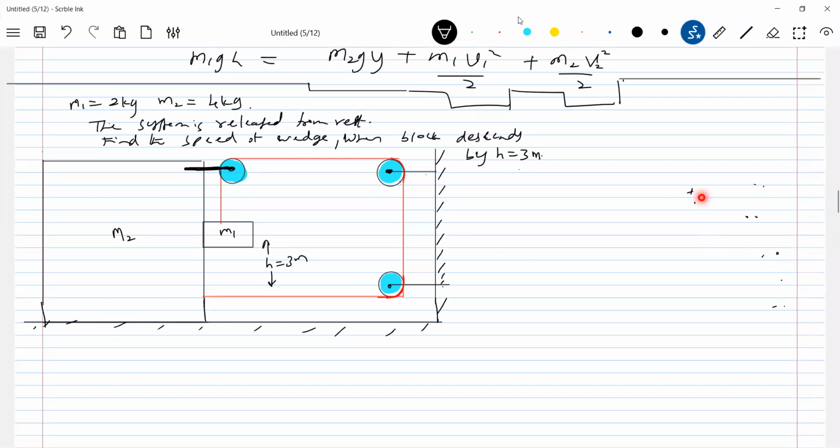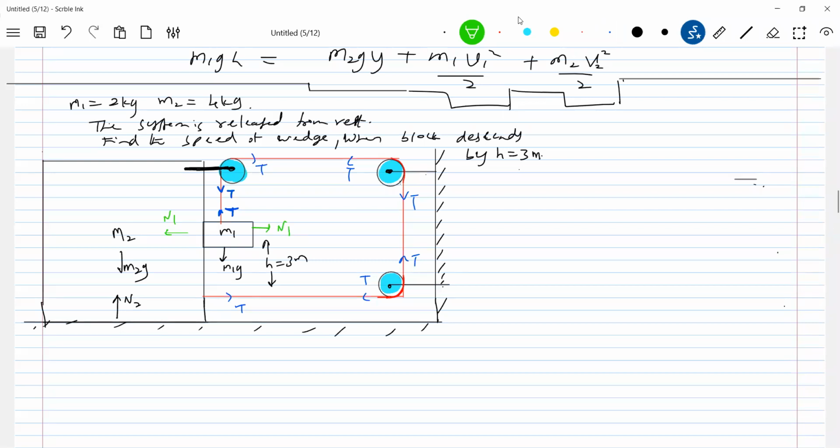Okay, let's do one thing. So the moment I release the system, the weight M1g will act. These are the various forces we know. Then the tension T in the string. And then any other forces, the weight of the wedge, normal contact. Then there's a normal contact between the block and the wedge.